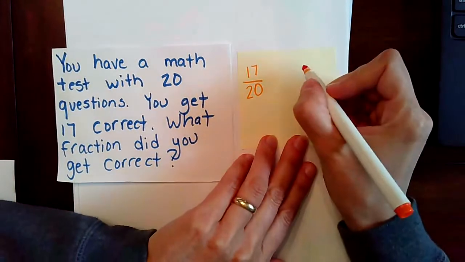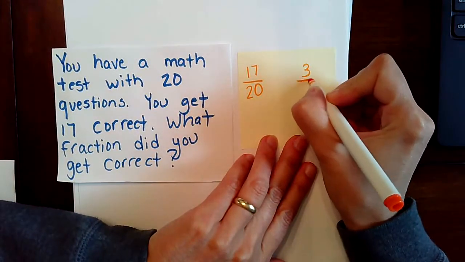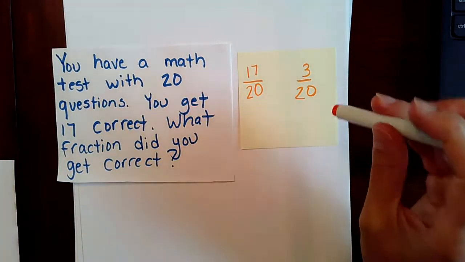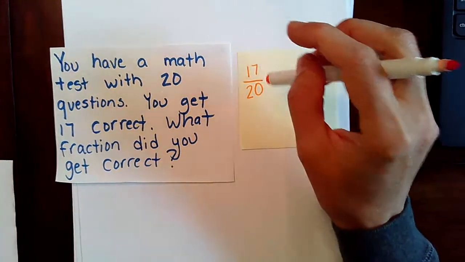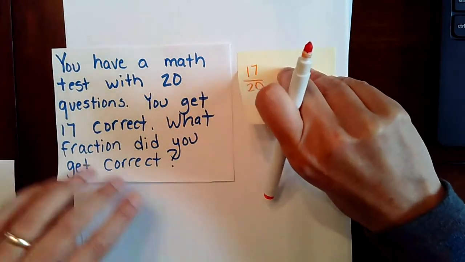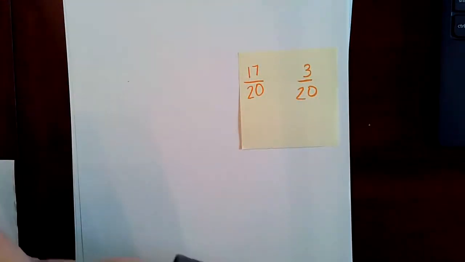Write that fraction down. That should be 3/20ths. So if you missed 3, you got 3/20ths wrong, but you got 17/20ths correct. Okay, let's try another one.